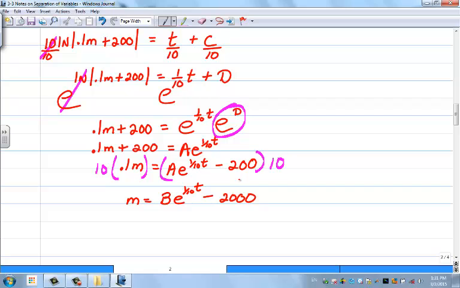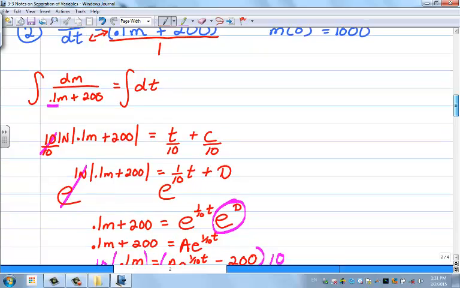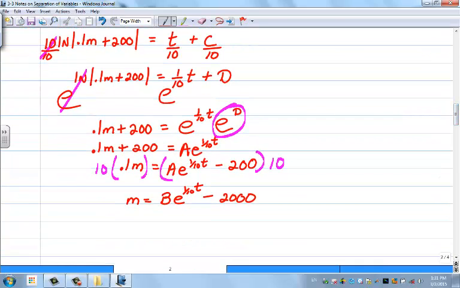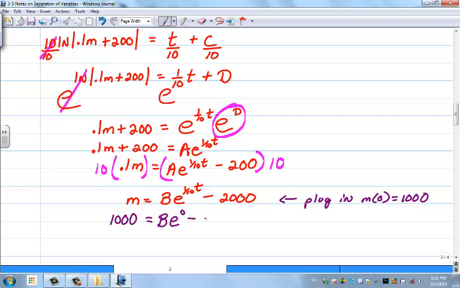So now we plug in our initial condition. Now going up to our initial condition, m of 0 equals 1,000. This is the spot where we'll plug it in. So plug in m of 0 equals 1,000. So 1,000 for m, 0 for t. So 1,000 equals b e to the 0, right? Because 1/10 times 0 will give you 0, minus 2,000.